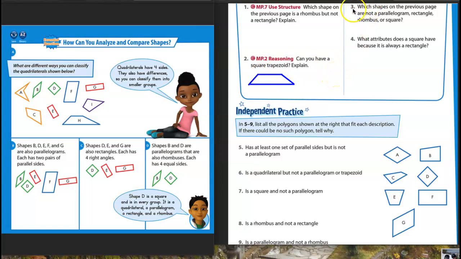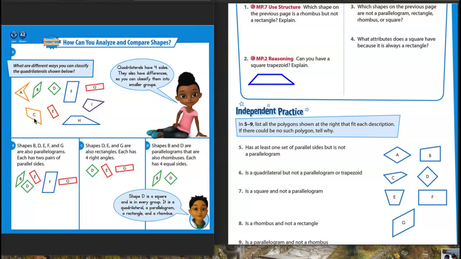Which shapes on the previous page are not a parallelogram, rectangle, or rhombus? So if I look at shapes A, C, H, and I, let's look at parallelogram. I don't see that this one has one pair of parallel sides but not two, and the rest of them don't have any parallel sides.